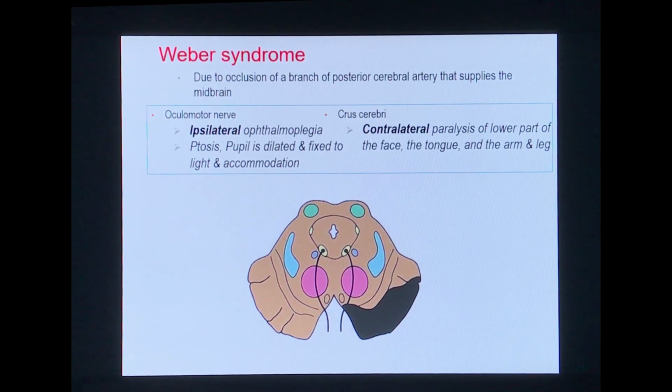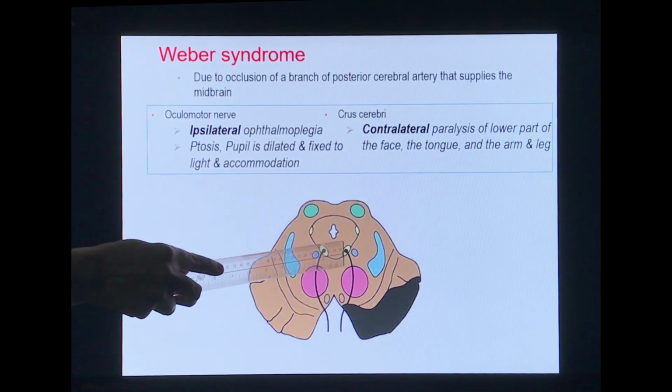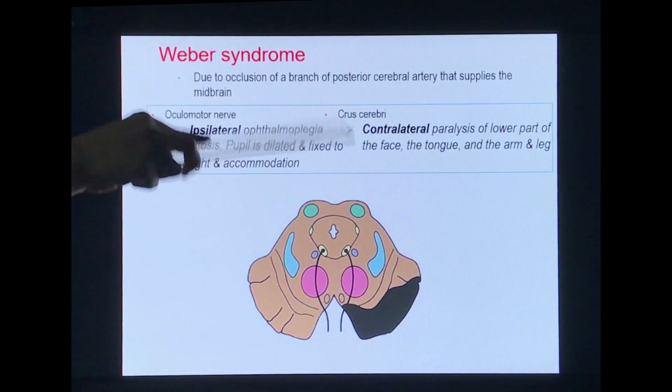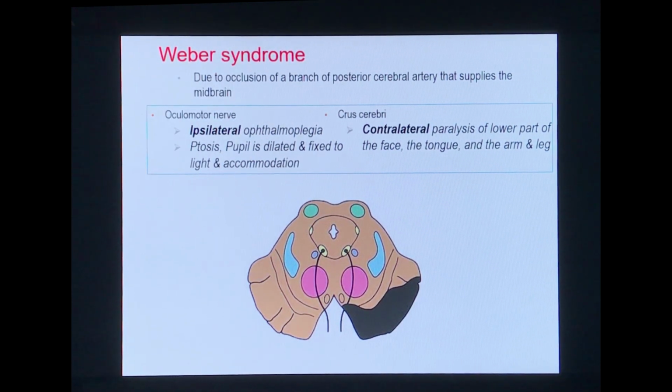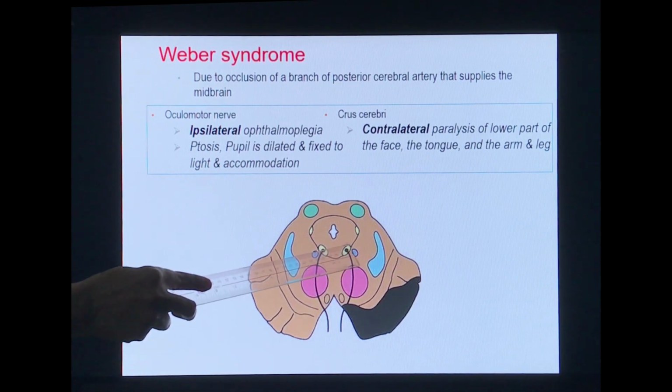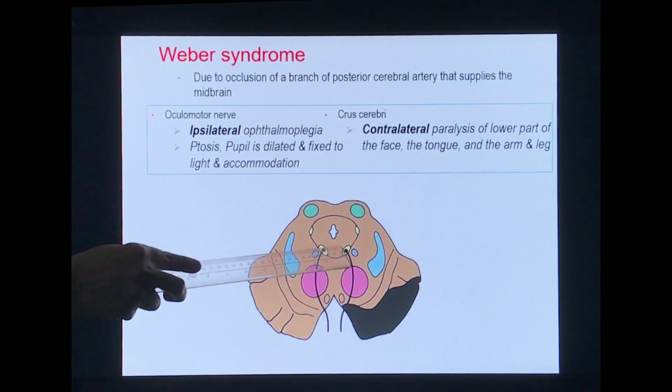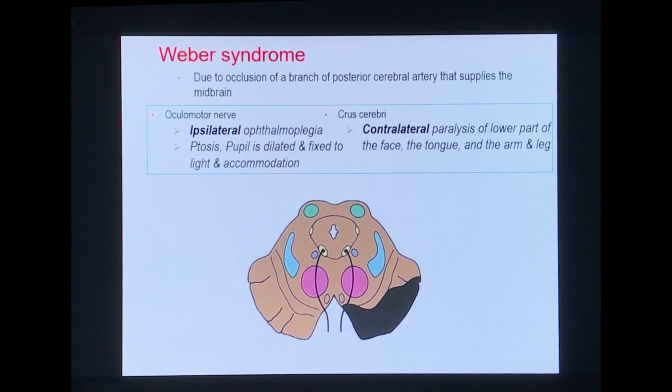Okay, since the damage is below the crossing over, the crossing over of the corticonuclear fibers which are controlling the oculomotor nerve occurs above that. Since it is below the crossing, you will be seeing ipsilateral ophthalmoplegia. So it directly supplies the same side. So definitely the patient will present with damage in the eyeball movement. Okay, so that's called ophthalmoplegia.